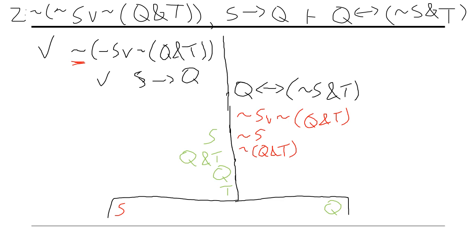So that one's done. Now we just need to do this double arrow. So what makes a double arrow false is if they don't match. So this is going to be pretty long.